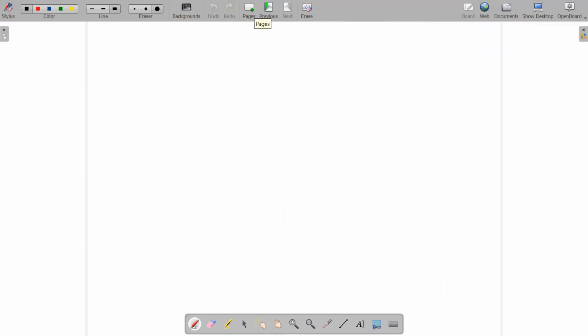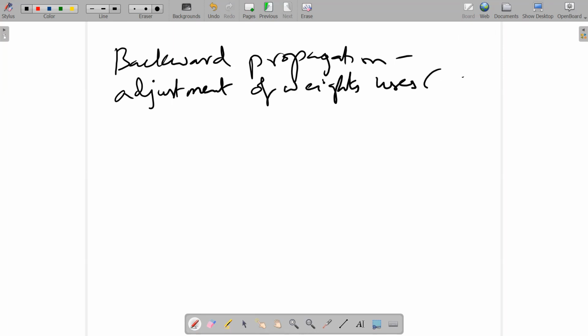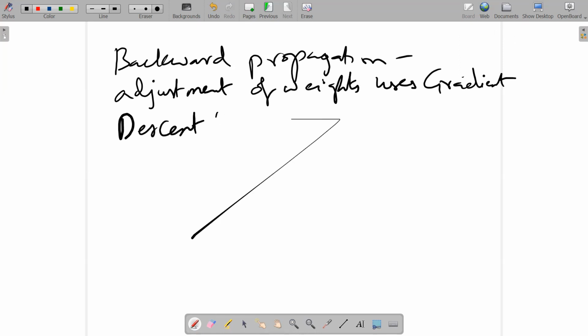The second thing in backward propagation is the adjustment of weights. In backward propagation, we need to adjust the weights, right? Adjustment of weights uses the gradient descent algorithm. So the gradient descent algorithm is what is used to reduce the error.